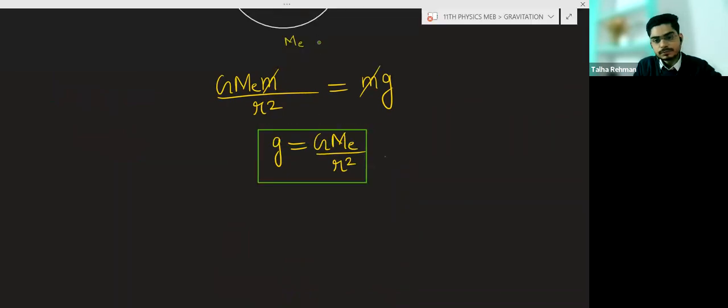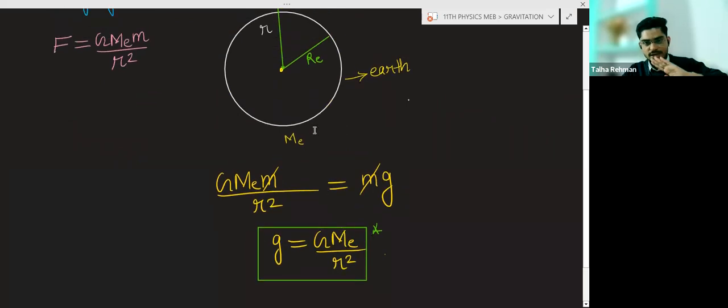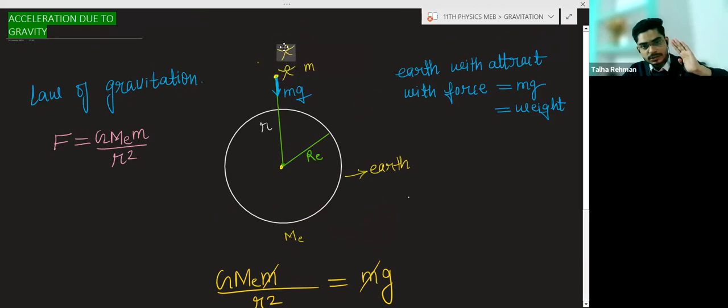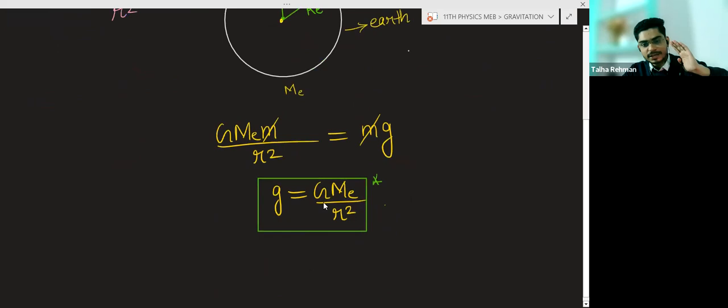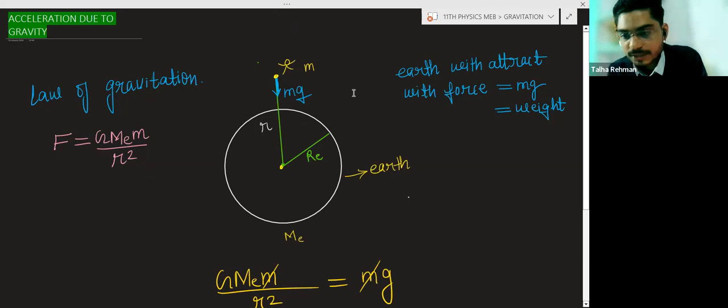So remember this formula. This formula is valid for earth. Now you can see this is our earth and G is constant, mass of the earth is constant, but this distance r can change. Suppose this person is here, now I have changed the position of this person, so this r will increase. If r increases, then acceleration due to gravity will decrease. So the value of g can change also. Then why do we take the value of g as 9.8? We take the value of 9.8 on the surface of the earth.